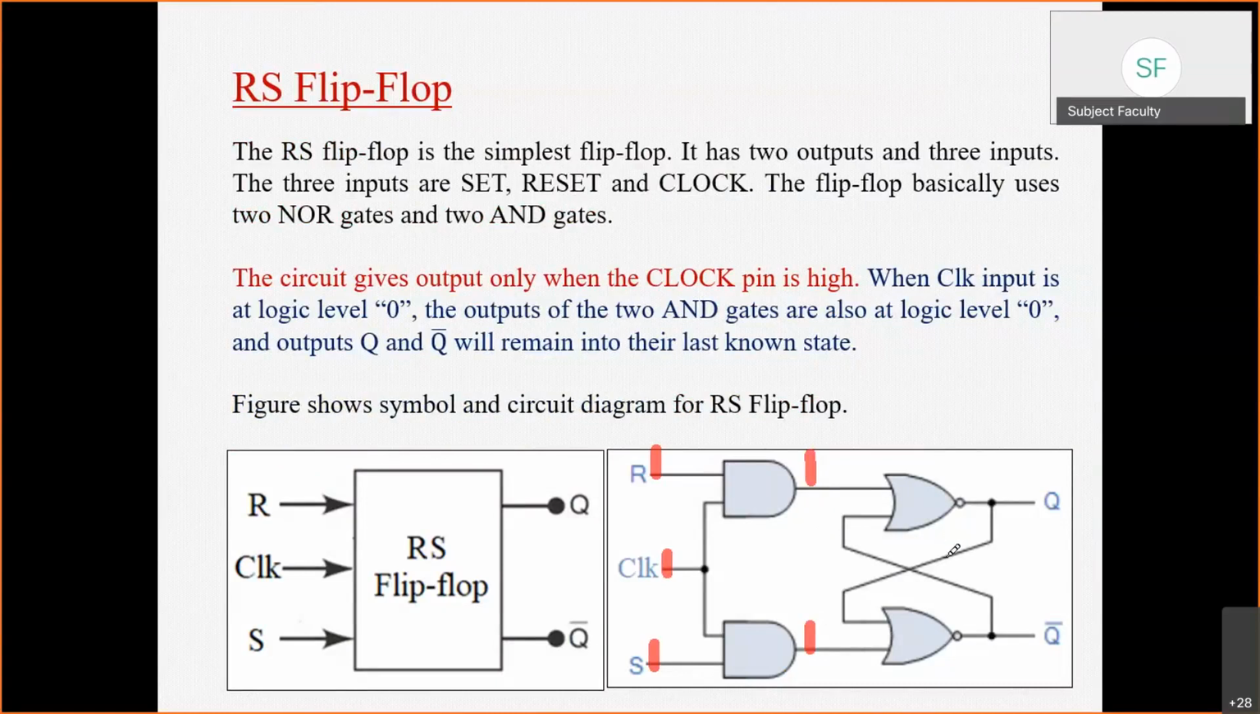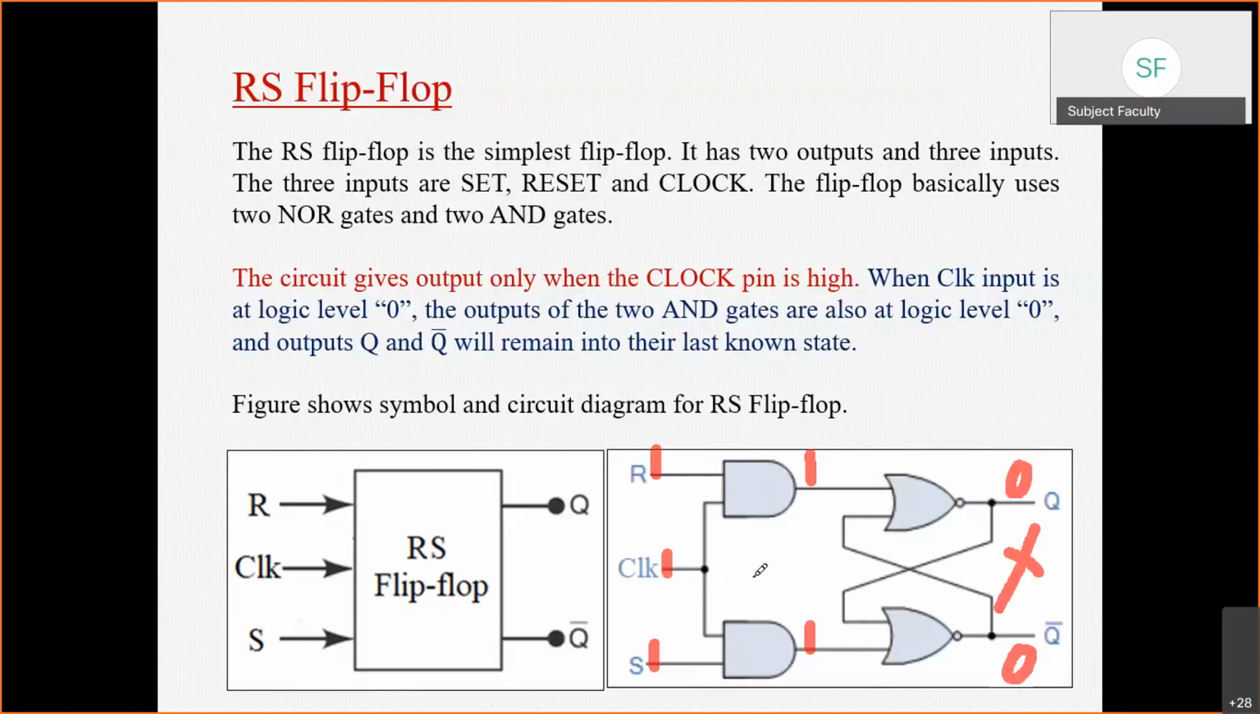Now in this case, for the NOR gate, we know that whenever one of the inputs to the NOR gate is 1, the output is 0. So this NOR gate output will be 0 and this NOR gate output will also be 0. But we know that Q and Q bar are complements of each other. This should not happen, right? Here the value of Q is 0 and Q bar is also 0. So it is not a valid case.